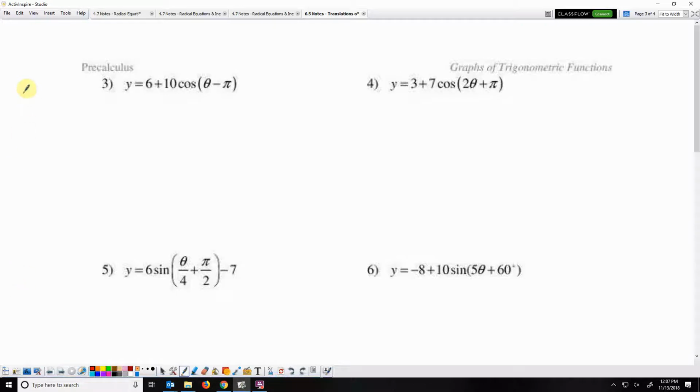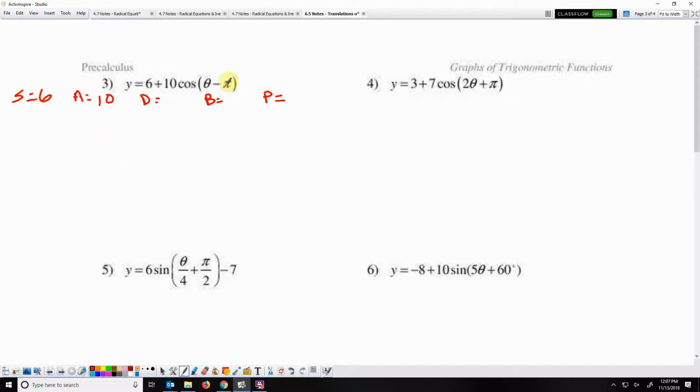All right, once again, we need the sinusoidal axis, the amplitude, the displacement, and B, so we can find the period. The sinusoidal axis here is 6. The amplitude is 10 times cosine. The amplitude is 10.